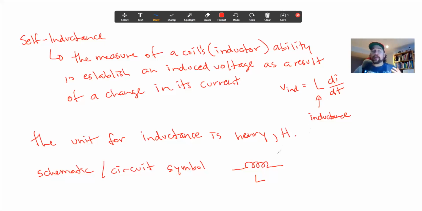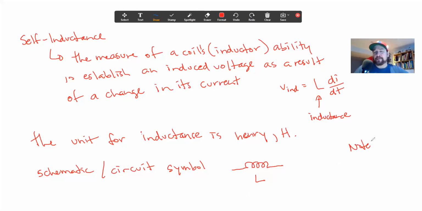Now, there's a whole study on how many turns, how many coils you make, how tight they are, how close they are, how far apart they are. It tells you how to calculate the value of L. We ain't doing that. We don't care. At this point, we just care that we have an inductor and it has a value. And that's pretty much all we worry about.